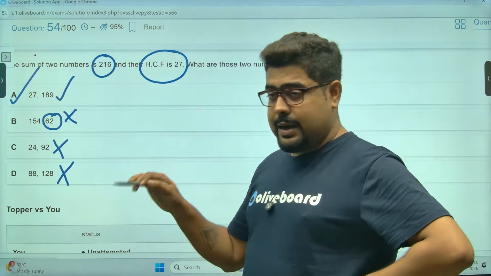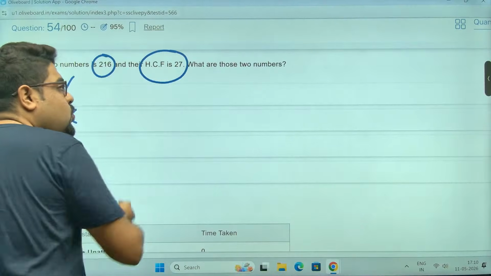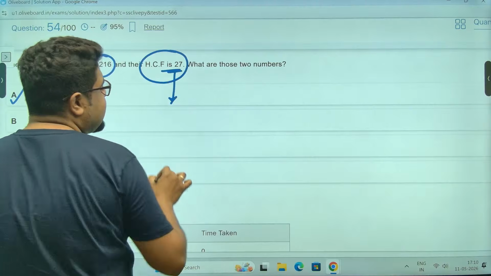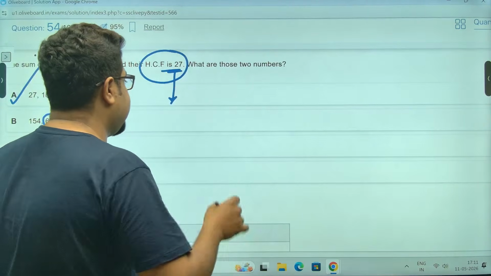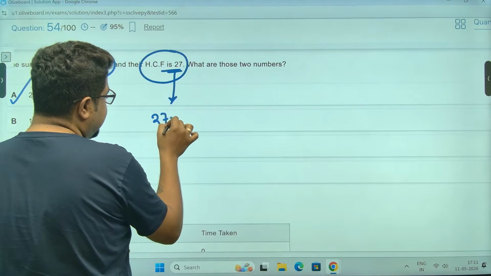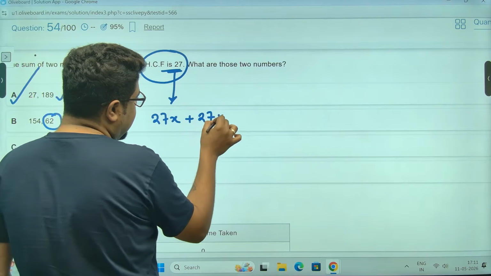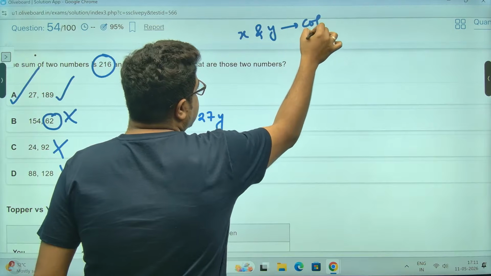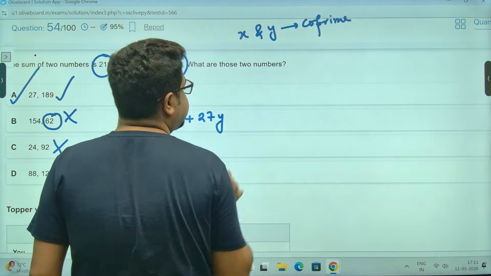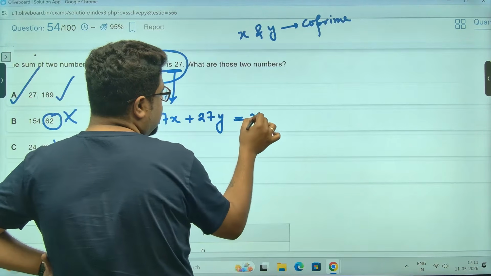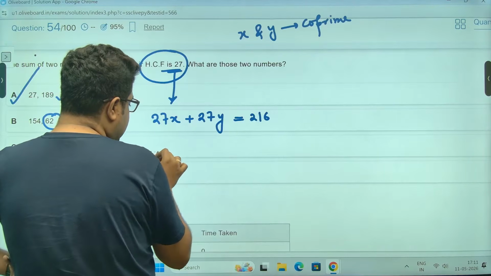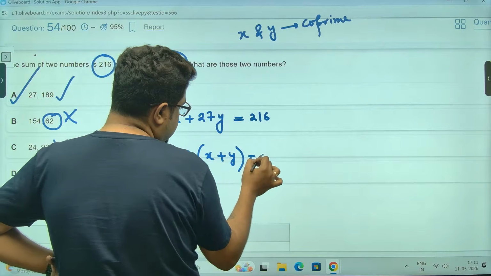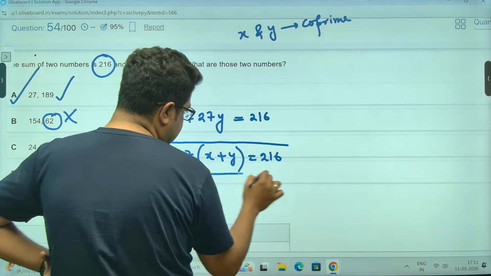So 10 seconds. But if you want to do it, for example, let's say there are two options which are matching. If this is the HCF, always take the numbers as multiples of their HCF. So my numbers will be 27x and 27y. And remember, x and y must be co-prime, sir. That is how you do it, sir. So that sum has to be 216. And from there, you figure out the possible values of x and y.